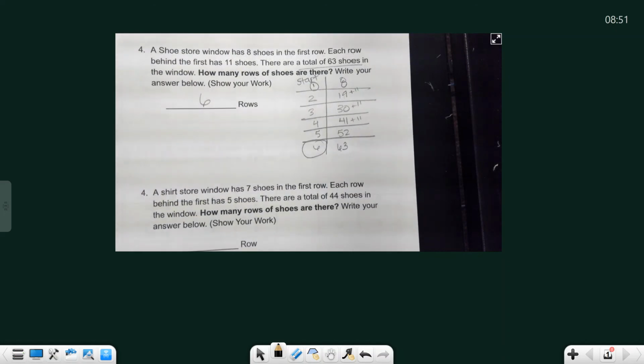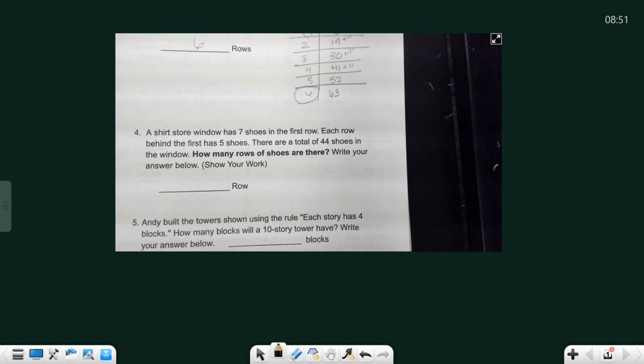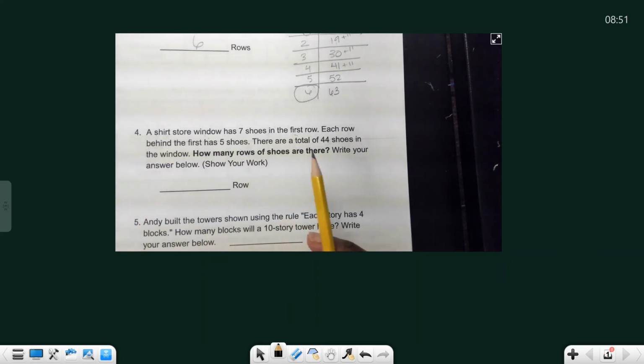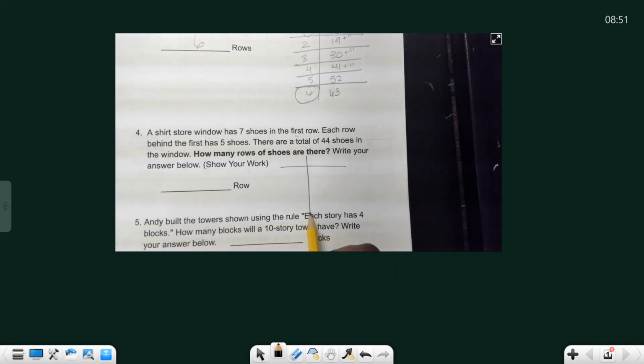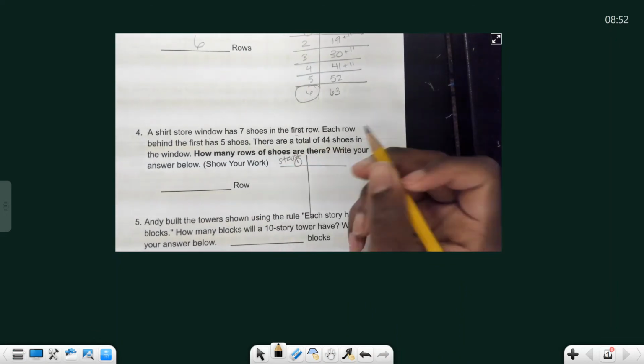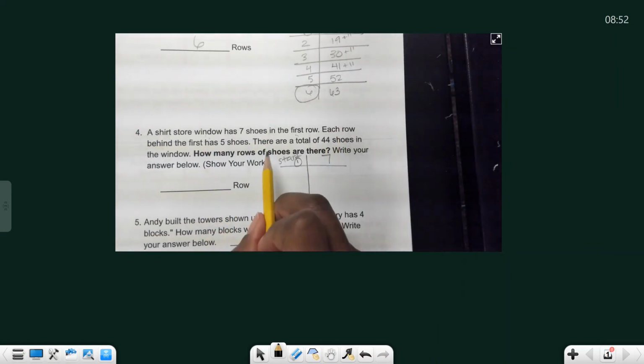All right, let's look at the next number. I guess that's 4A. This should be 4B, but we'll keep going. The numbering is off. A shoe store window has 7 shoes in the first row. Again, another problem, just like the one we solved. So the first line tells me I need to go ahead and make my chart. So we're starting, which is also our first row, which is why I have a number 1 here, with 7. Each row behind the first has 5 shoes, and we're looking for a total of 44 now.